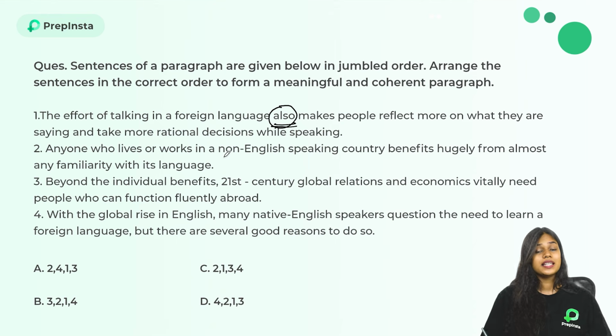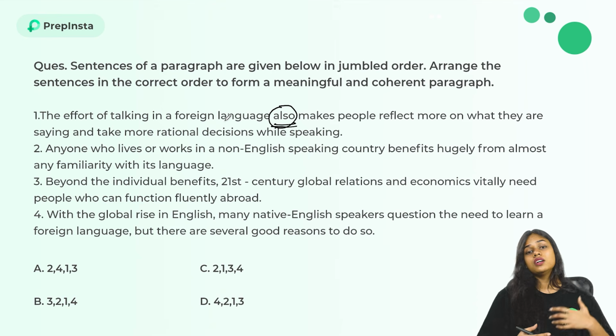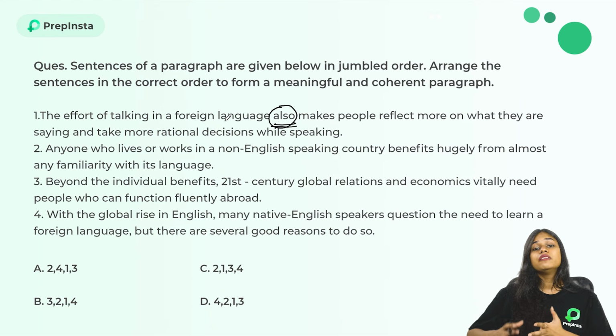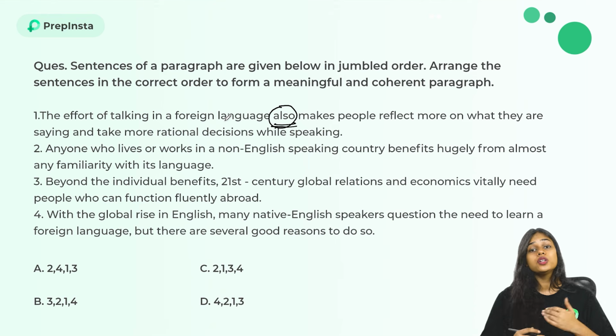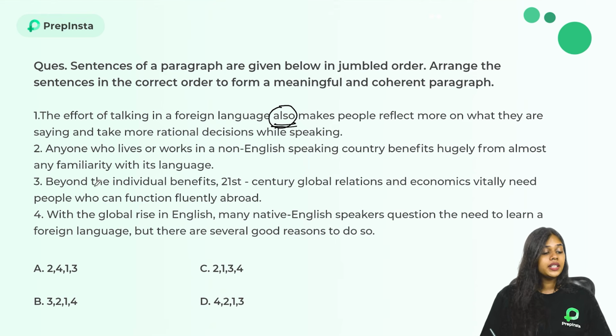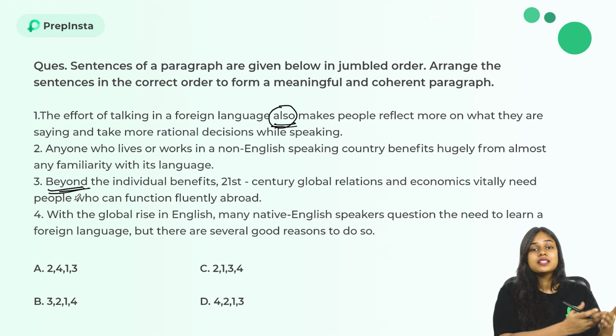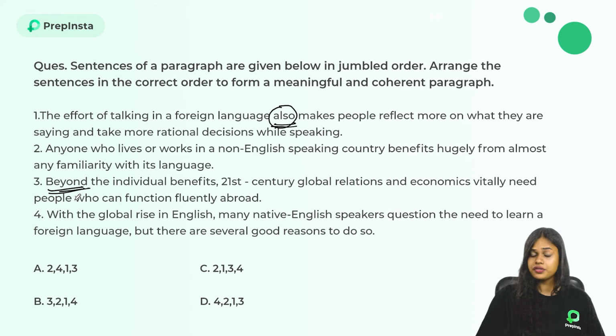Anyone who lives or works in a non-English speaking country benefits hugely from almost any familiarity with its language. Now here we know that the sentence is talking about people living in non-English countries, but we don't know the context yet. That means even this cannot be the introductory sentence. Beyond the individual benefits, 21st century global relations and economics vitally need people who can function fluently abroad. Now, this starts with the preposition beyond the individual benefits. That means the individual benefits have been stated before. So again, this cannot be the introductory sentence.